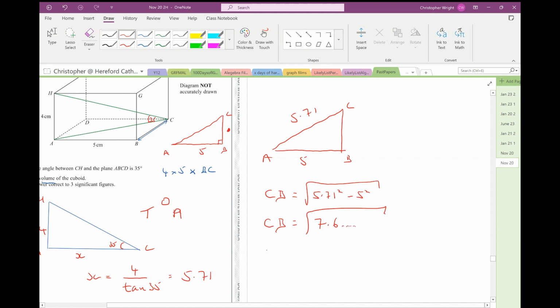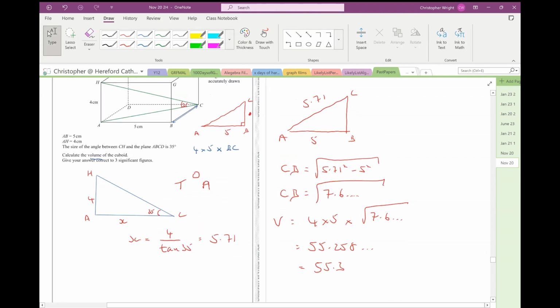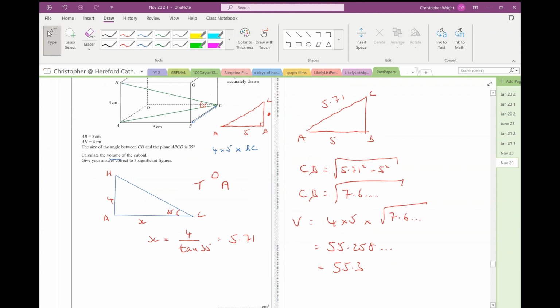So the volume is equal to 4 times 5 times the length of CB. So square root that whole number on your calculator, multiply it by 4, multiply it by 5, gives me an answer of 55.258, and so on, which to three significant figures is 55.3. 55.3 cubic centimetres to three significant figures.